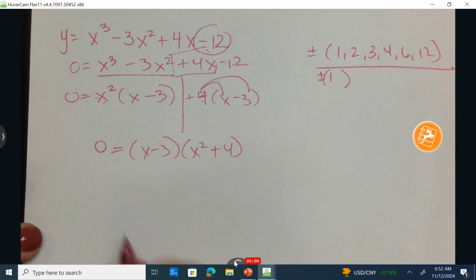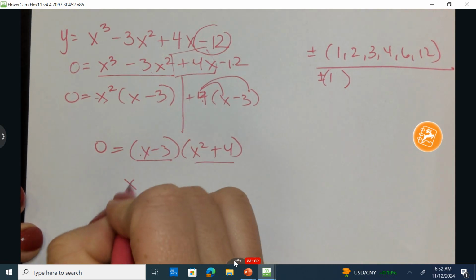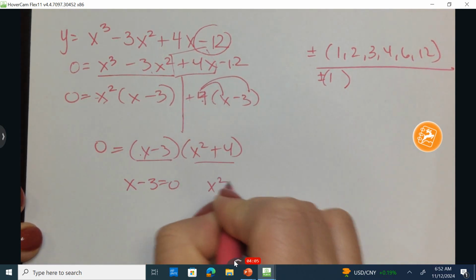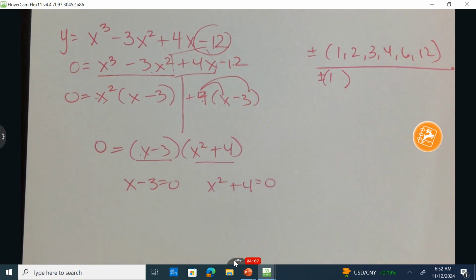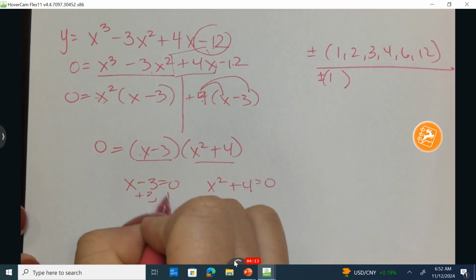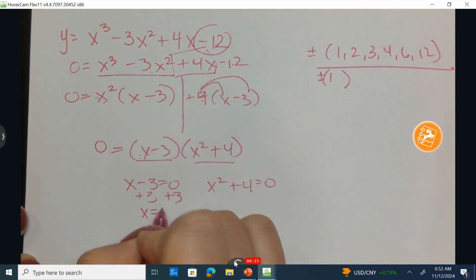And just like example number 1, I'm going to set each of these factors equal to 0, and I'm going to solve. Make sure to show your work. That is required on the AP exam. So without full work shown, they're not going to give you any credit, even on simple steps like this that I know you can do in your head.